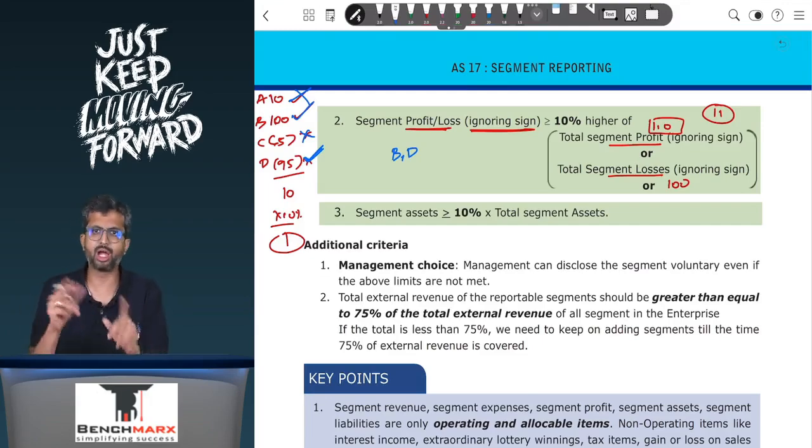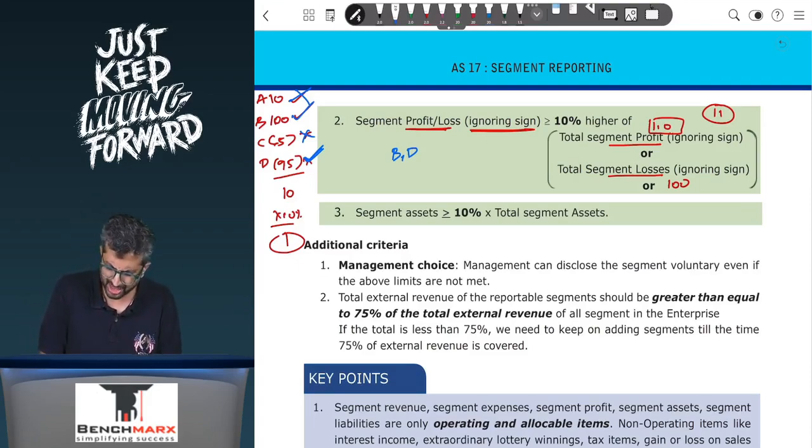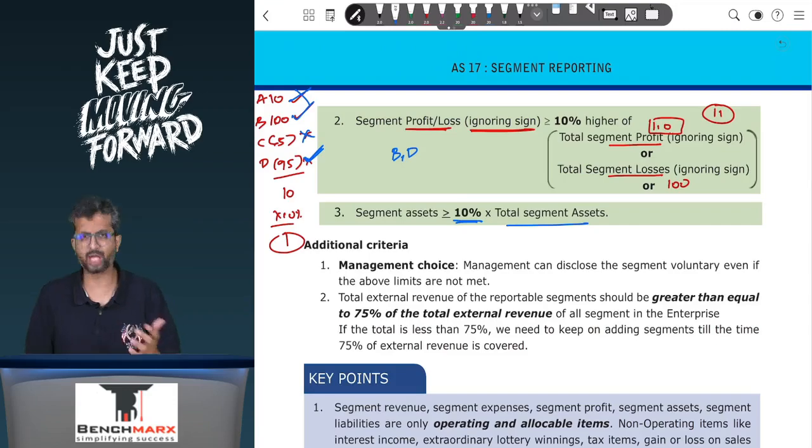This 10% of the higher of total segment profit and loss arises only in case of segment profit and loss, because for everything else, assets as well as revenue, everything is going to be positive. This can be positive or even negative as the case may be. And last is segment assets has to be greater than or equal to 10% of the total segment assets. So these are the three quantitative thresholds.